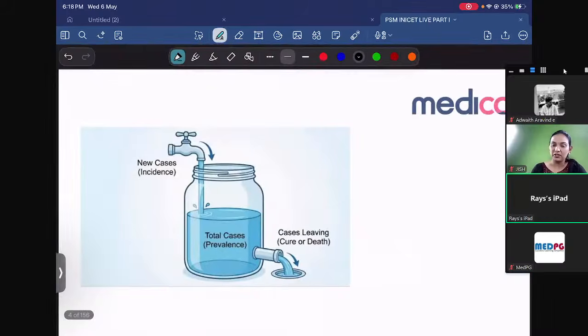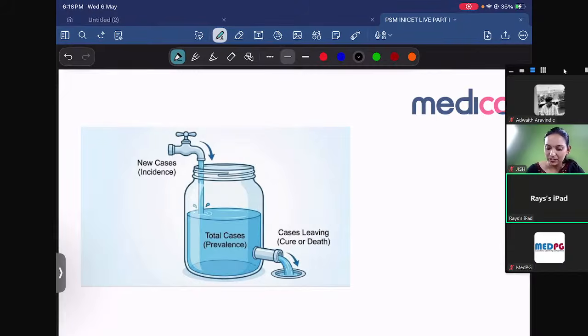So before going into the next question, let's discuss in brief what is incidence and prevalence. Incidence and prevalence, both of these are measures of what? Measures of morbidity. Morbidity means any occurrence of an illness or a disease or any health-related event. Basically, we have two measures: one is the incidence and another one is the prevalence.